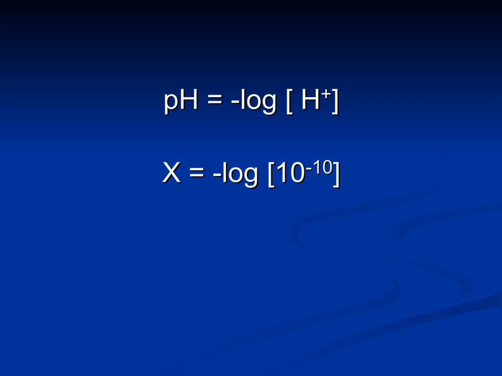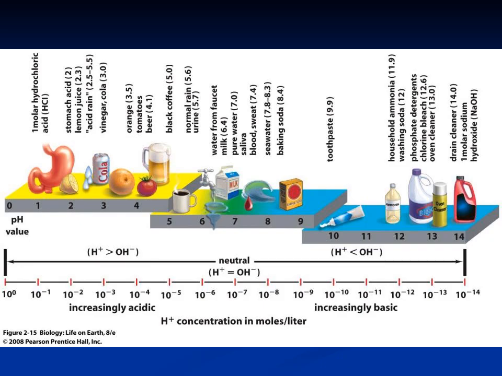Try this one on your own. What would the pH be? 10. And what do you think that makes it? A base. Solutions with a pH above 7 are basic. That means that 7 is neutral. Pure water has a pH of 7, as it is neither acidic nor basic. This diagram shows a pH scale with different substances, their hydrogen ion concentrations, and the corresponding pHs.